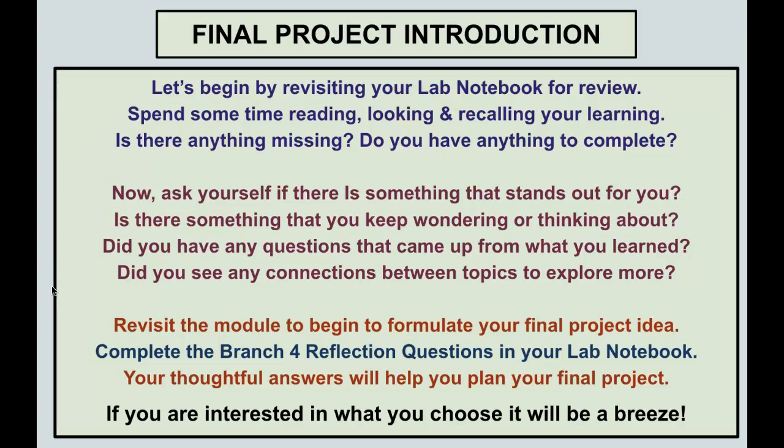So you'll write down the information with some guided questions that are already loaded into the notebook for you. You can also add images and other pieces. Then once you get to the end of the module, you're going to ask yourself if there's something that stands out to you. Is there something you keep wondering about or thinking about? And you can also revisit the module to begin to formulate your final project idea. You complete the branch 4 reflection questions in your lab notebook, and your answers will help you plan your final project. The key is you need to be interested in what it is you're going to do your final project on, because then it'll be so much easier and more authentic for you.